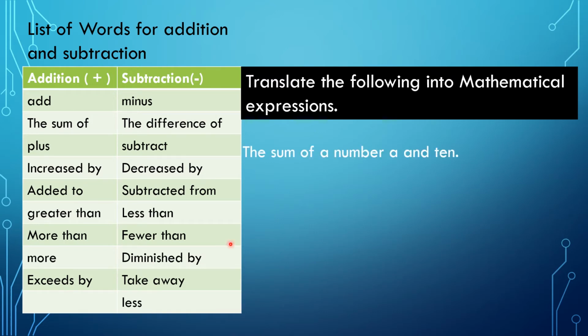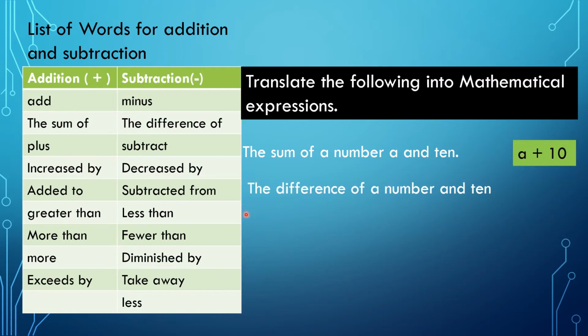Okay, so we have the sum of a number A and 10. Here, we know that there is the word sum, which means we're going to add. So what are we going to add? The number A and 10. So that is A plus 10.